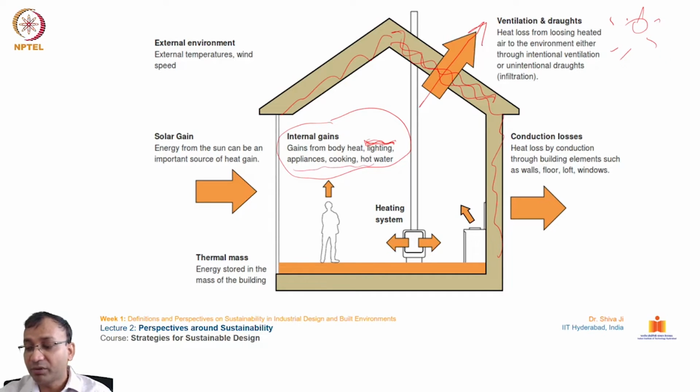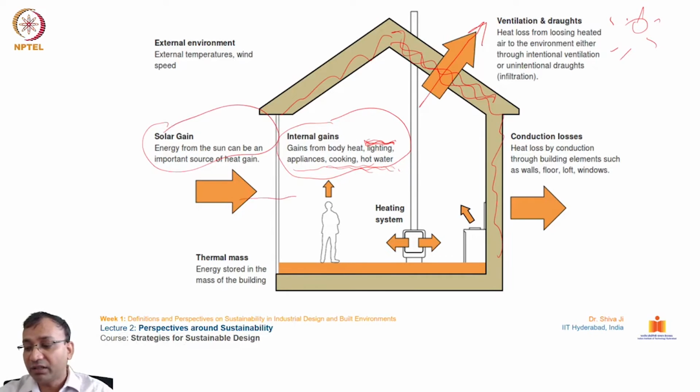Appliances produce heat, cooking and other hot water activities and electrical activities generate heat. Even our computers and TVs generate some amount of heat, and they contribute to the overall heating in the interior environment. And of course, obviously there is solar gain.